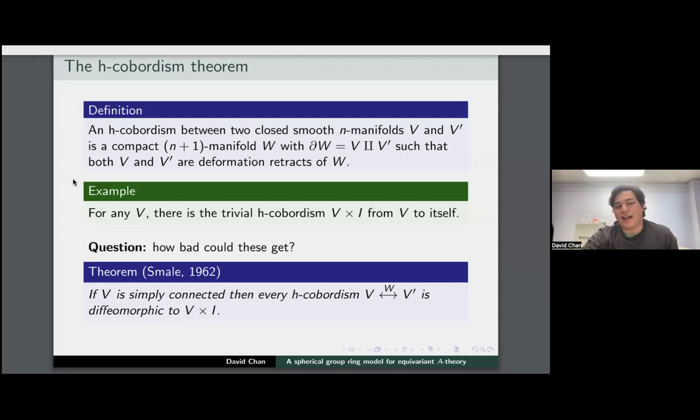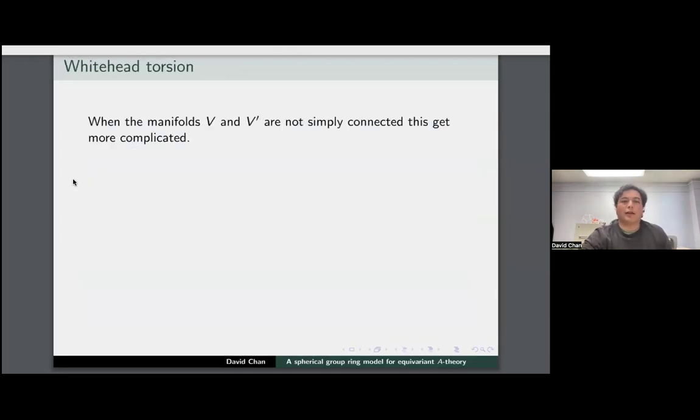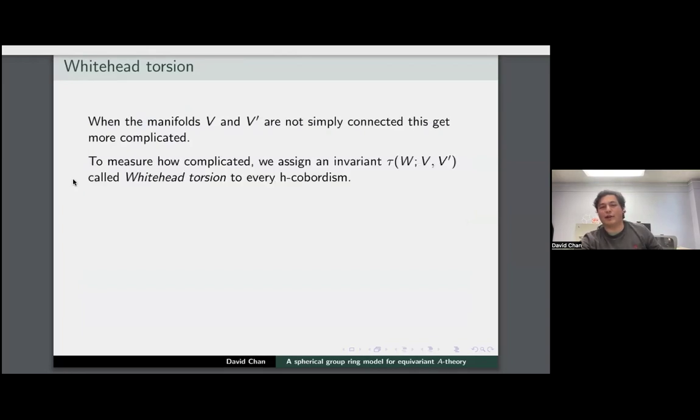Of course, the natural question to ask is, when V is not simply connected, what are we going to be able to say? And this is where K-theory shows up. All right. So when two manifolds are not simply connected, this is going to get more complicated. And to measure how complicated, we introduce an invariant called tau of (W, V, V prime). And this is called the Whitehead torsion. So tau is for torsion.